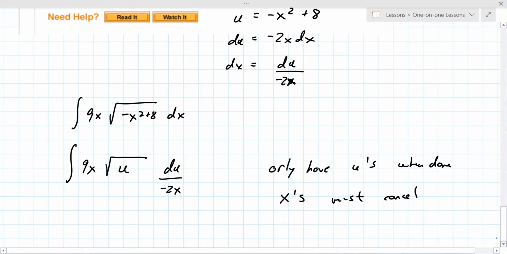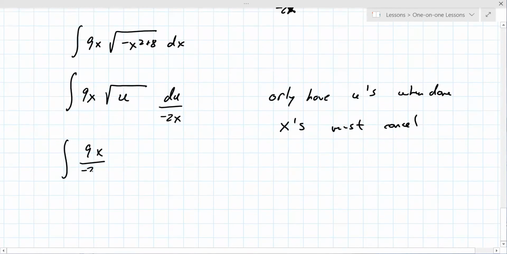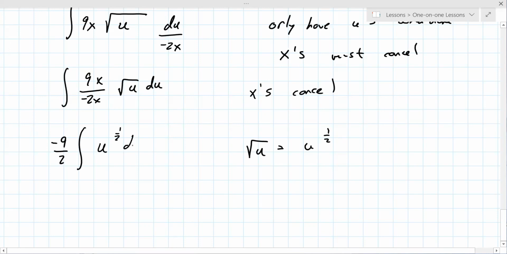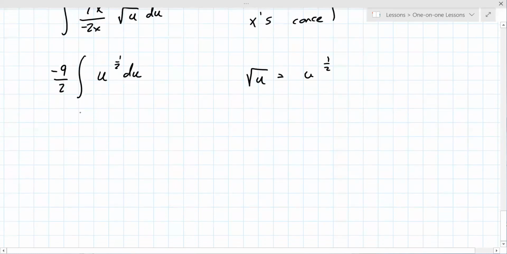So if I rewrite this slightly, where I put the minus 2x under the 9x, okay, the x's cancel. So we can bring this -9/2 out in front. Okay. Oh, wait, and then get -9/2. These cancel, the x's cancel. Okay. And then the square root of u is really u to the 1/2 power. Sometimes it's good to write it that way. Okay, so the x's cancel, you bring the -9/2 out in front, and the square root of u is u to the 1/2. Okay, so now we're going to take the integral of this part.